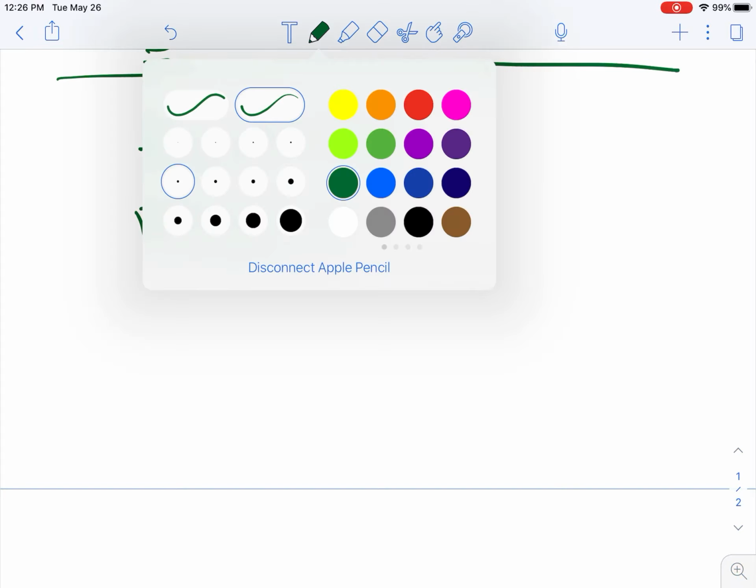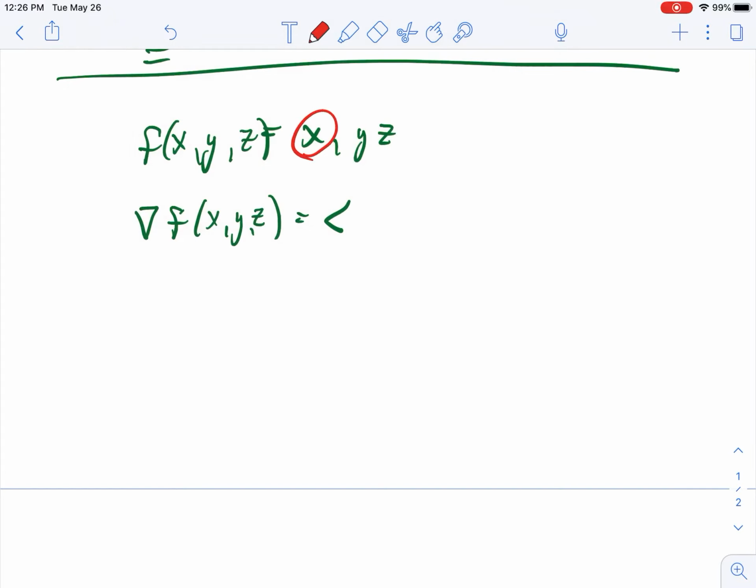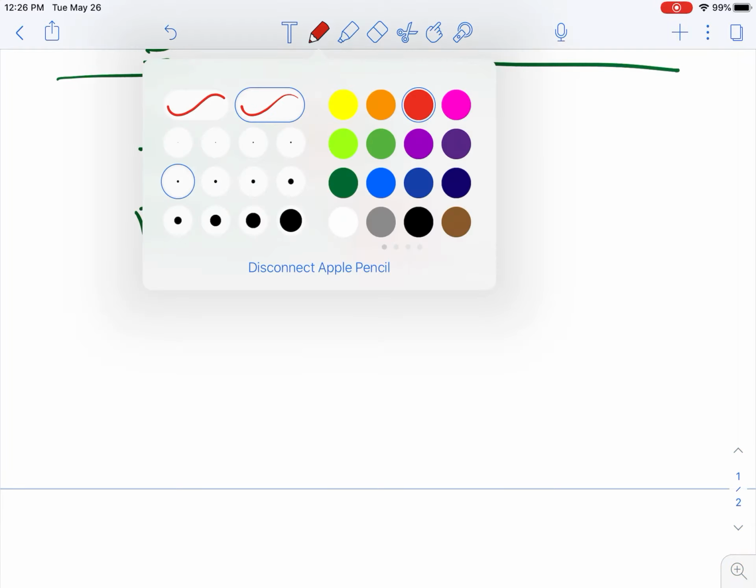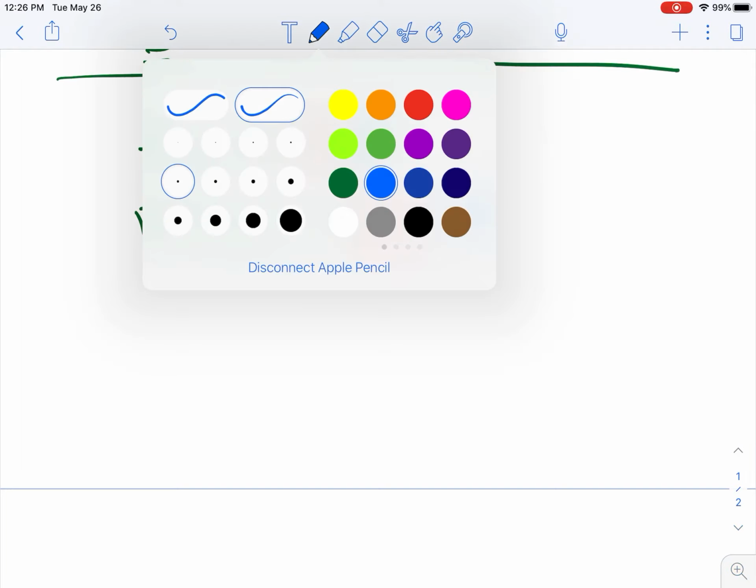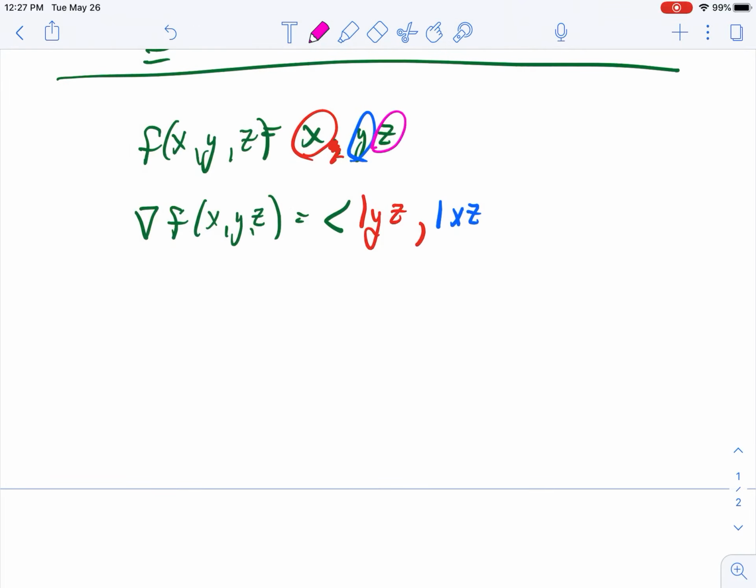So therefore it's become a vector. So the derivative of x would be 1 yz, and by the way, that shouldn't be a comma there. Now the derivative of y would be 1 xz, and now the derivative of z would be 1 xy.